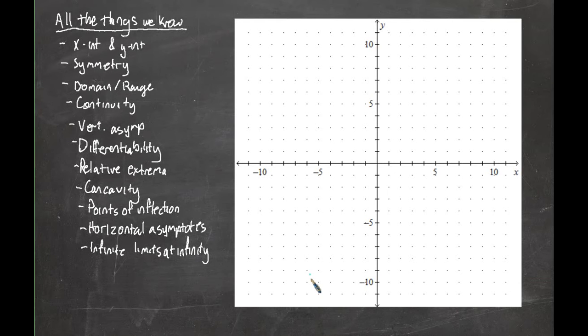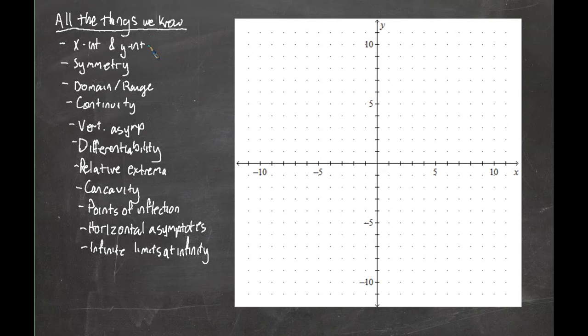All right, so now we're going to become masters of sketching things by hand. Here I've listed a bunch of things that we know how to do and find, and you can find this at the beginning of section 3.6. I'm going to color code these, and I'm going to make up a function that has certain attributes, and show you why that's good.